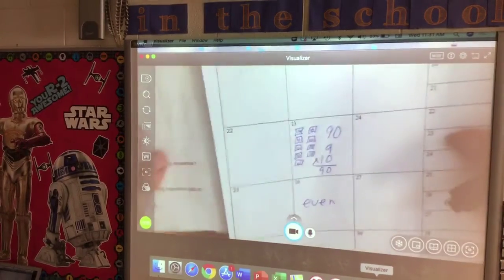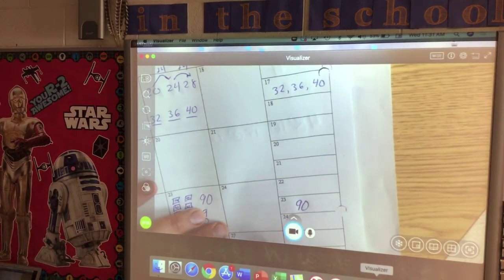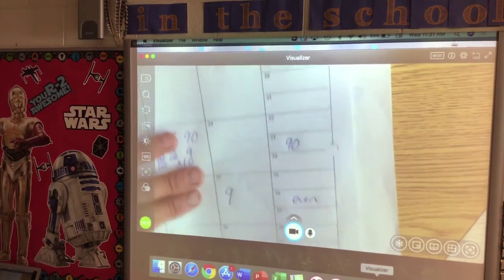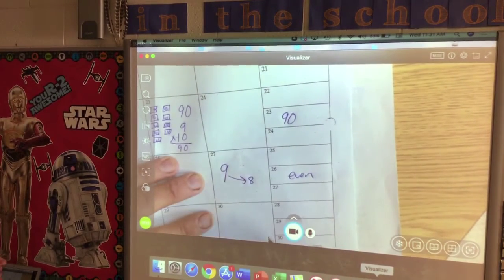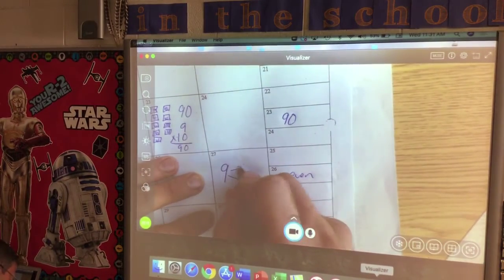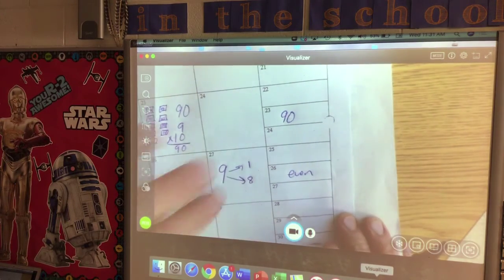Number 27. What number is half of 9? Now remember, when we talk about an odd number, we always say, let's think about the closest even number. That's 8. But you can't have 8 by itself. You got to have 1. 8 plus 1 is 9. So we just broke 9 apart.